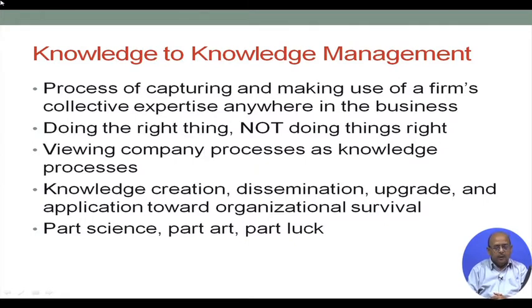Now, if you look at the knowledge management system, it includes certain parts like creation, dissemination, upgrading and using that knowledge for growth and development of the organization. Now, the first part is knowledge creation, that is where you create new knowledge. Disseminate, where you pass on the information to those who require it.